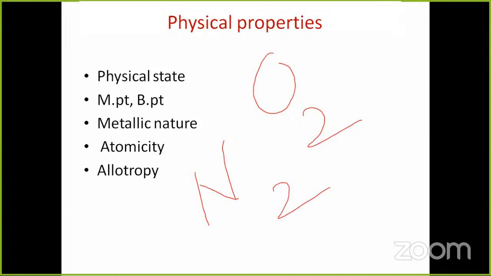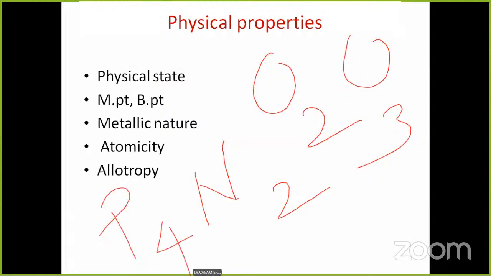So how many atoms are present here? 2 nitrogens are formed to form a stable nitrogen. Therefore, the atomicity of nitrogen is 2. The atomicity of oxygen is 2. The atomicity of ozone is 3, O3. And the atomicity of phosphorus, P4.